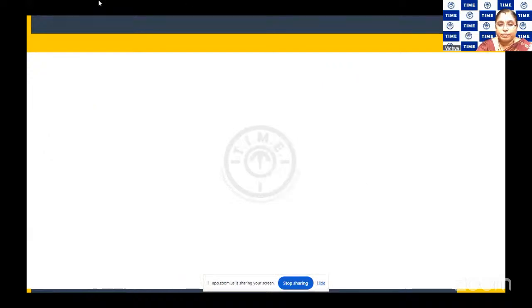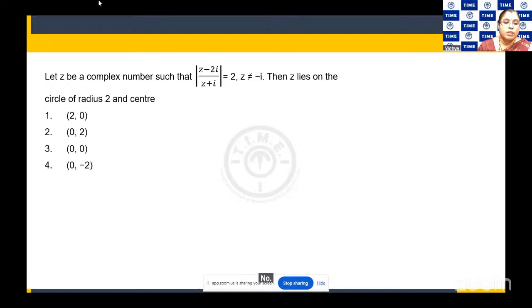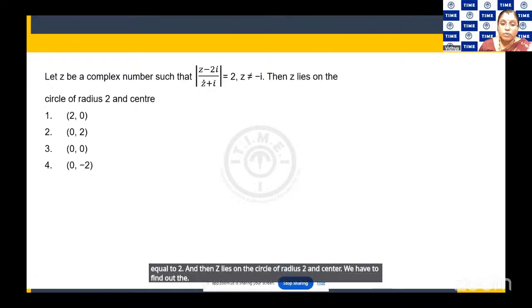Now let's work out our next question. This is the type of question which I told you as a locus problem. Let z be a complex number such that modulus of (z minus 2i) by (z plus i) equals 2, and then z lies on the circle of radius 2 and center. We have to find out the center of the circle.